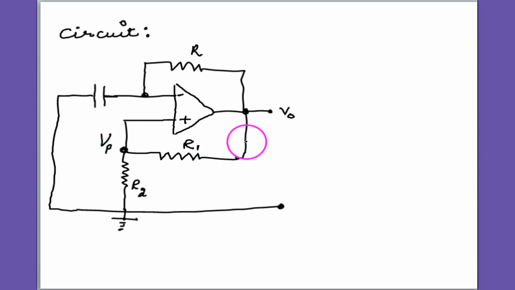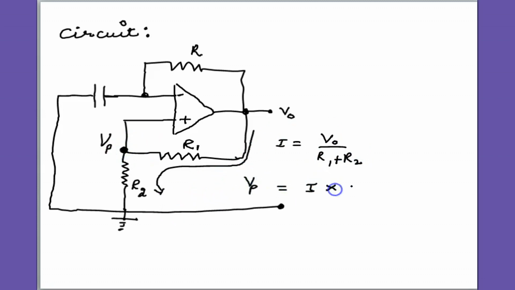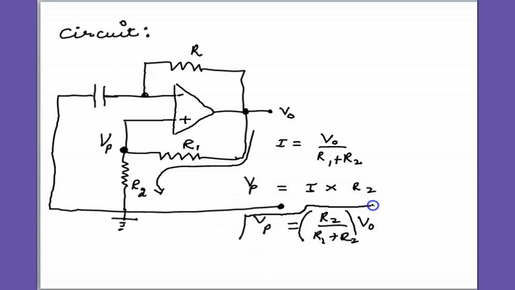Now what is the current flowing here? By Ohm's law, current is the output voltage over the resistors. This current develops a voltage across R2, so I times R2. Substituting the value of I, we get the value of Vp, the voltage at the non-inverting terminal.